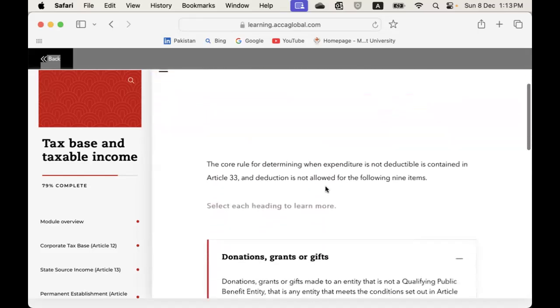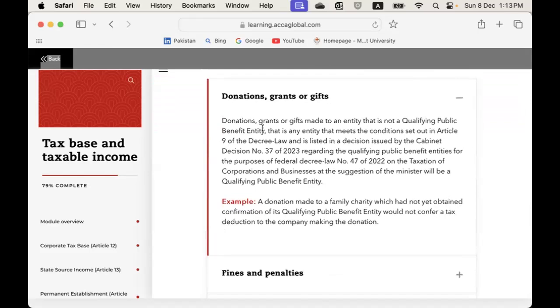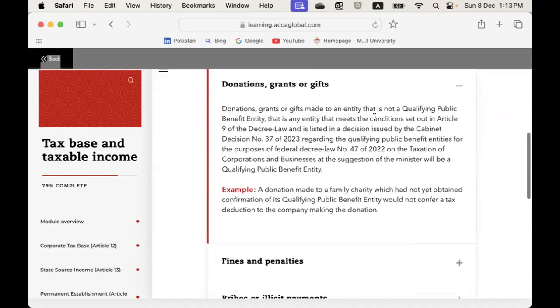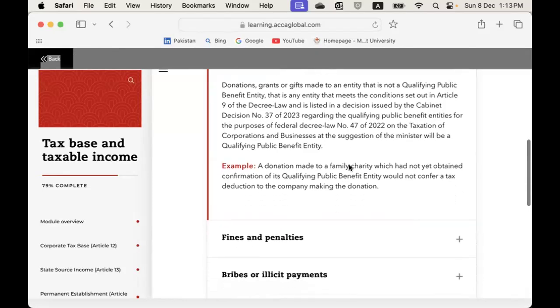So, we're coming to non-deductible expenditure. Donations, grants, and gifts made to an entity that is not a qualifying public benefit entity. There is an approved charities list, issued by the Cabinet. I think it is Cabinet Decision number 37 of 2023 regarding qualifying public benefit entities. Those entities listed in this decision, if a taxpayer gives donations to them, will be accepted as an allowable deduction, otherwise not.